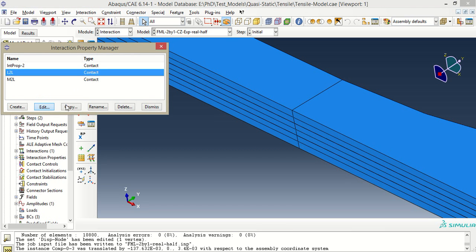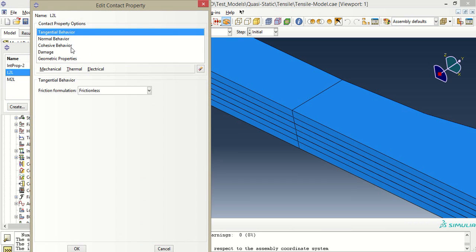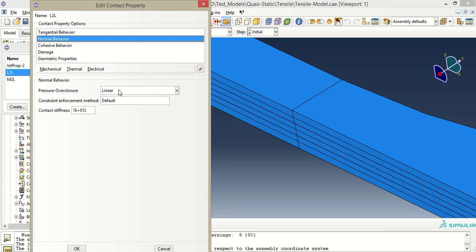L to L is a layer to layer property. Again, tangential behavior frictionless, or you can provide some penalty or friction if you want. This is normal behavior. There is no hard contact. Usually the default is hard contact, so I have taken it linear with a bigger contact stiffness. So the interaction between the two has a good amount of contact stiffness, whereas hard contact is the usual default option. So I used to take it as linear.